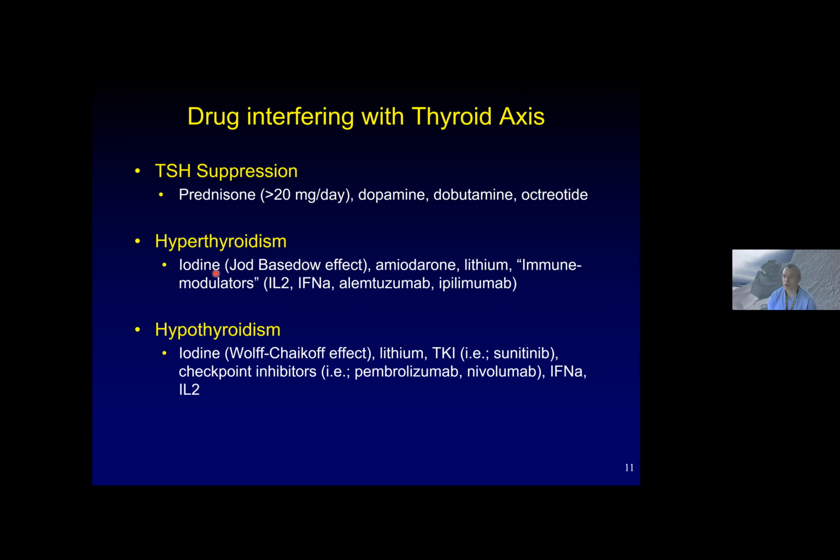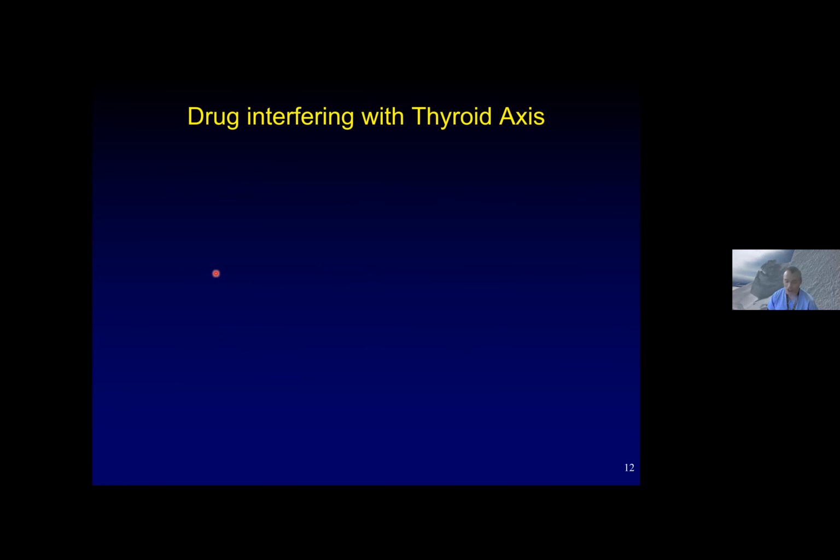Other medications can also cause hypothyroidism. So iodine again, even though in some patients it can cause hyperthyroidism, in some other cases it can cause hypothyroidism. The same way as lithium, tyrosine kinase inhibitors such as sunitinib, checkpoint inhibitors such as pembrolizumab and nivolumab, interferon alpha and IL-2. So you can see that a lot of these newer immune drugs can cause either hyper or hypothyroidism. So it is important to keep that in mind as more and more patients are being prescribed these medications.